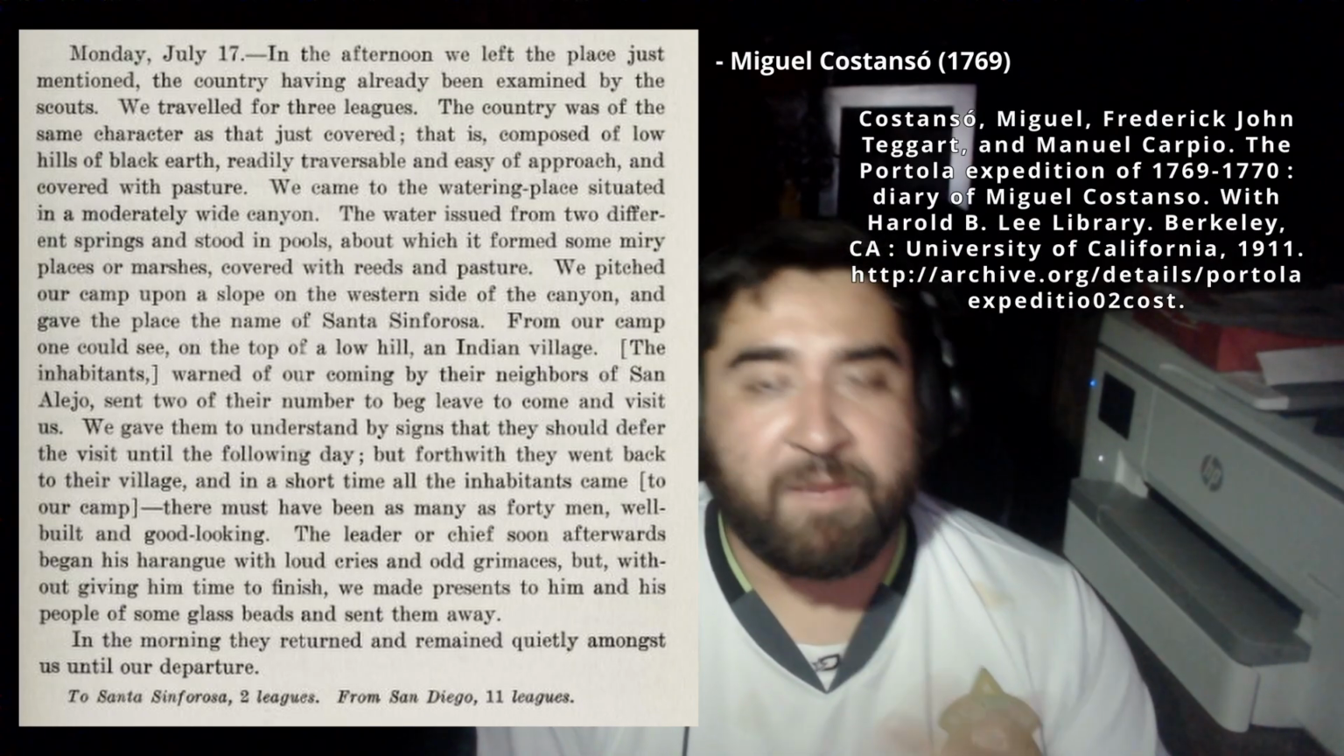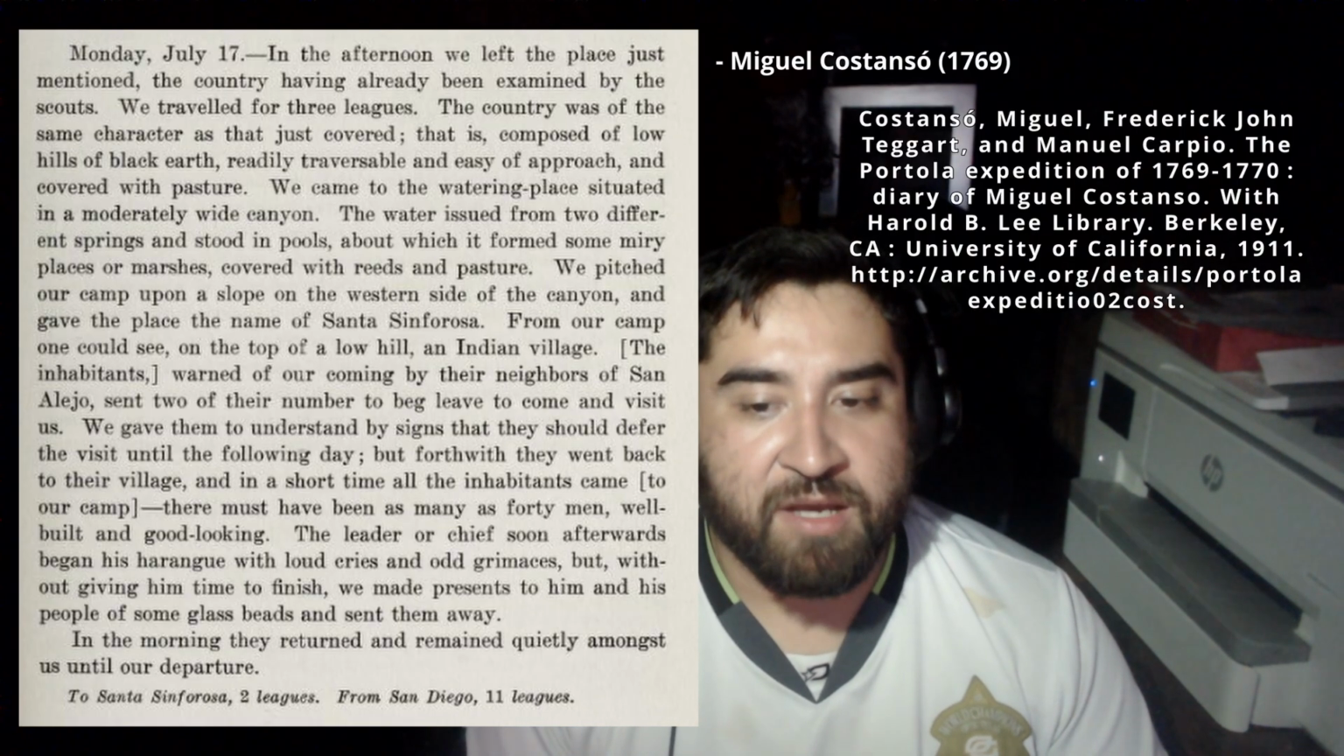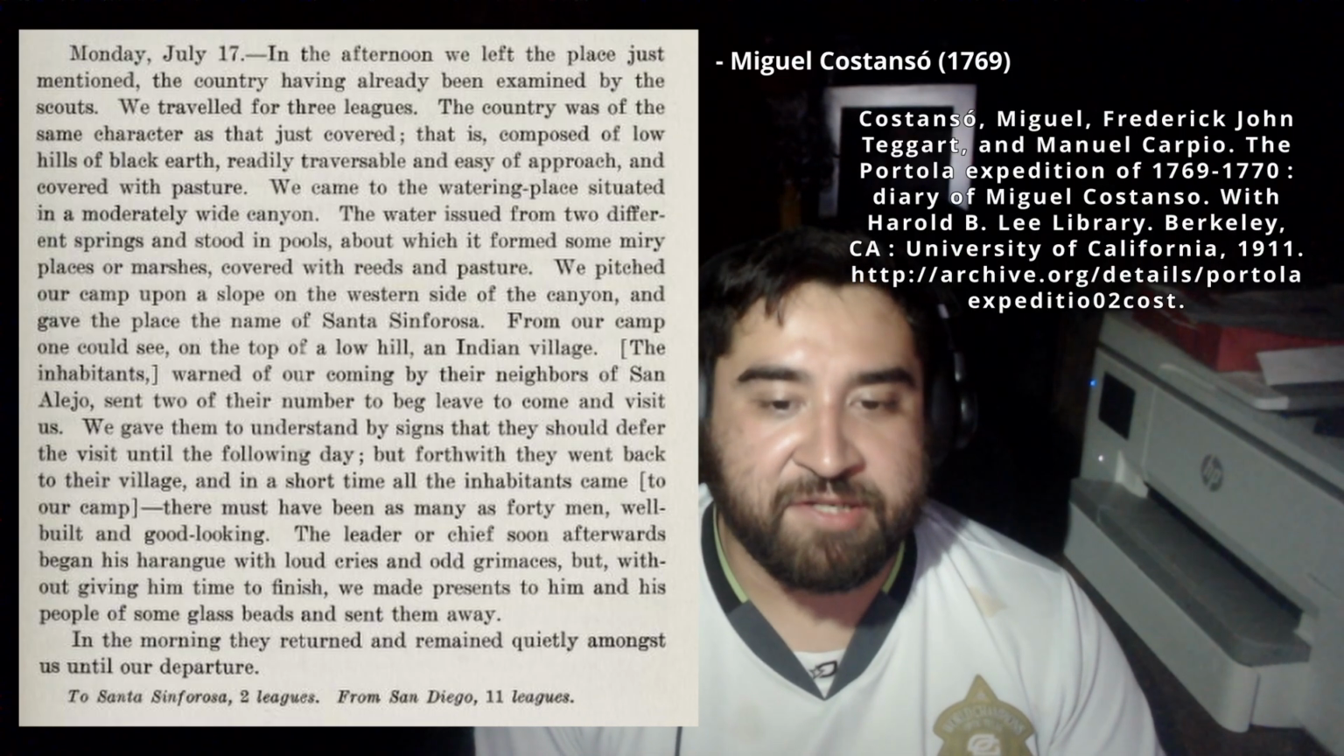Take, for instance, this diary. This diary is from Spanish cartographer Miguel Costanzo. A cartographer is someone who created maps, right? And he was part of the Portola expedition, the first overland expedition of California. In this diary, he documents initial contact with the various tribes of California, saying, quote, from our camp, one could see on the top of a low hill an Indian village.